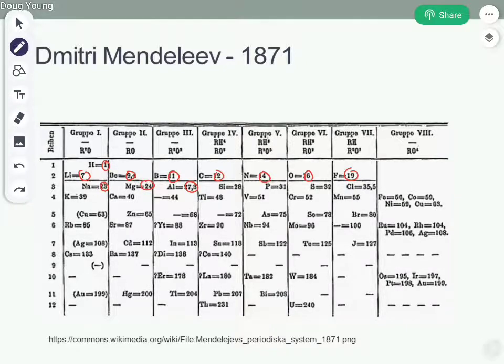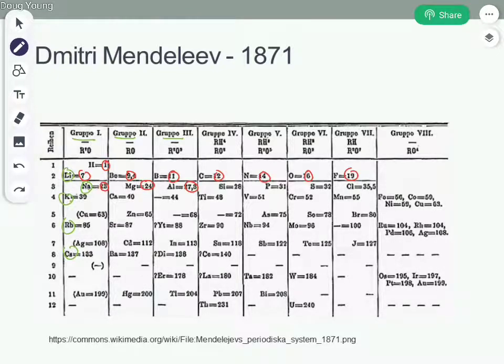But he also grouped them together, right? So if you take a look at this, group 1, group 2, group 3. Group 1 is what we would now call the alkali metals: lithium, sodium, potassium, rubidium, cesium. So we also grouped them by their properties. What were some of the properties that these elements exhibited?